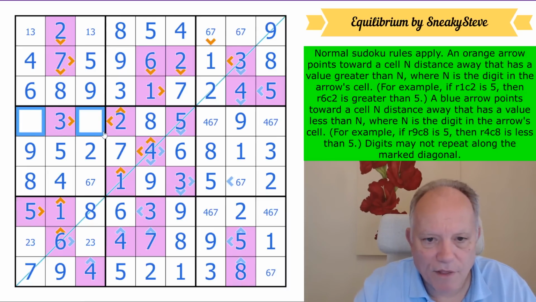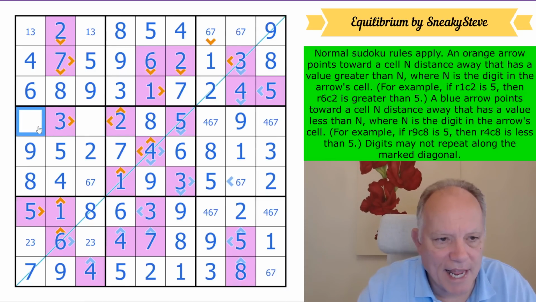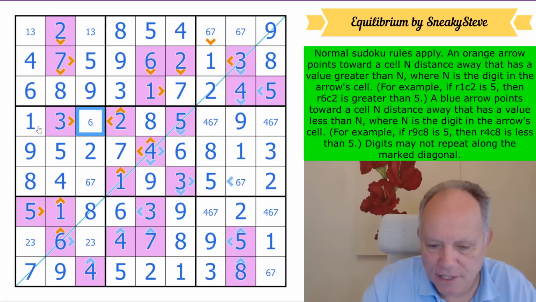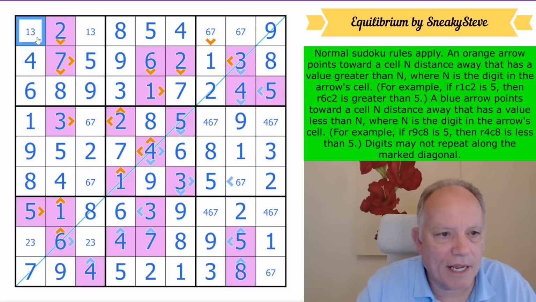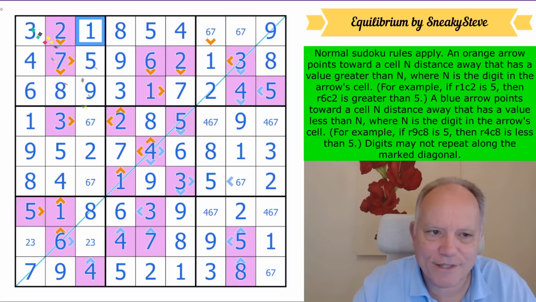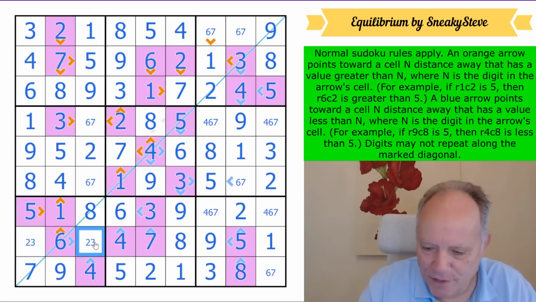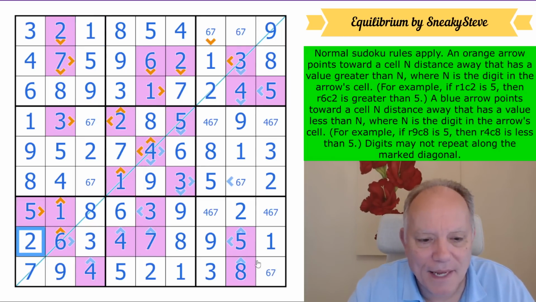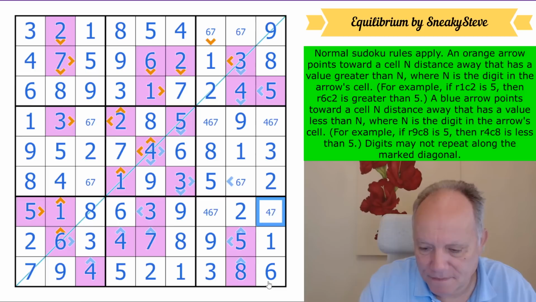Those don't have a 3. 3, 2, 8, 5, 9. 1, 4. That's a naked 1, and that's 6 or 7. Right, that naked 1 puts a 3 in the corner. That's 3 in the corner. That's 3 in the spotlight. And this has become a 6.